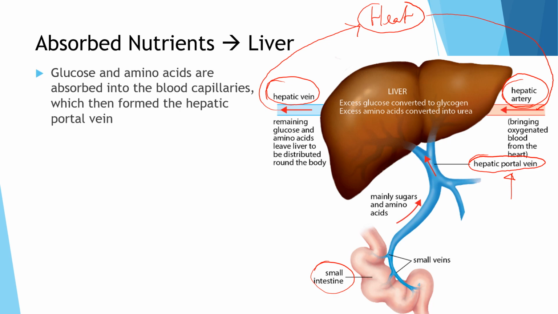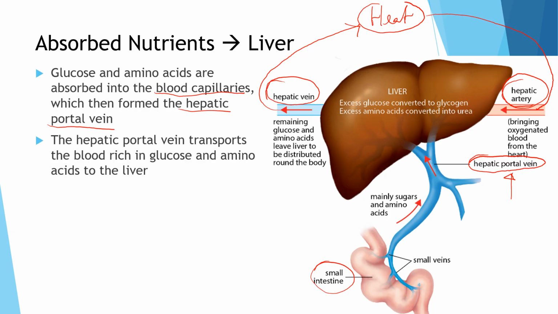All right. So glucose and amino acids are absorbed into the blood capillaries, which you know just now, and then they will be transported into the hepatic portal vein to the liver, and you can see over here. The hepatic portal vein transports the blood to the liver, which I already mentioned in my explanation to you guys.